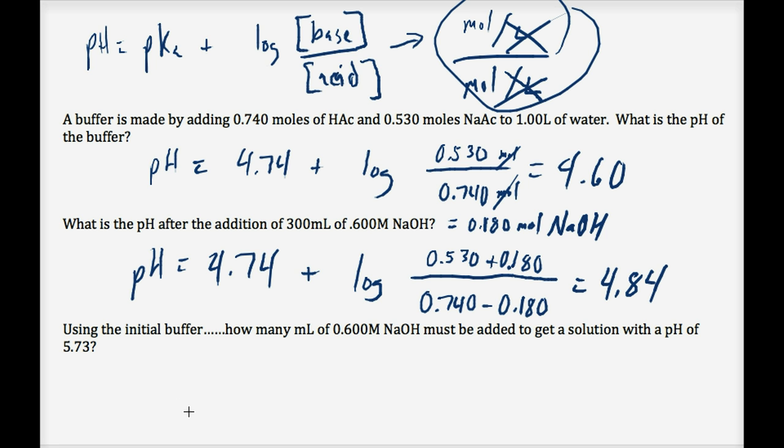Here's where these can get a little bit more fun. Next problem. Using the initial buffer, so I'm just going back up to this math. How many milliliters of 0.600 molar NaOH must be added to get a solution with a pH of 5.73? So I'm adding base, and I need to know how much base to add.